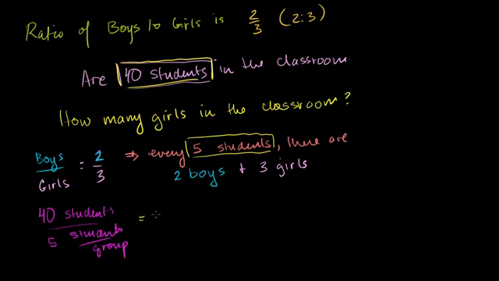That means I have 8 groups. 40 divided by 5, I have 8 groups of 5 students.